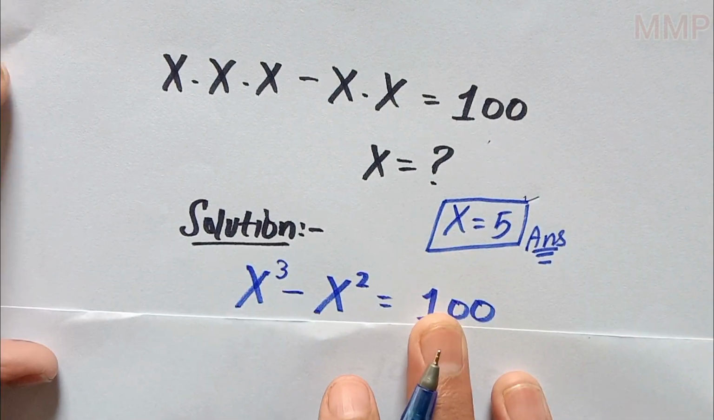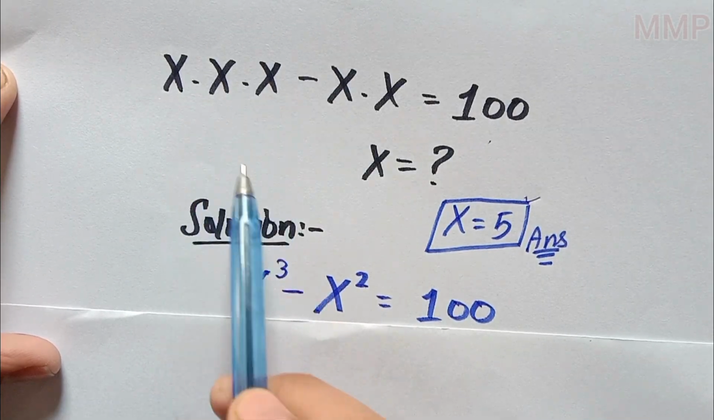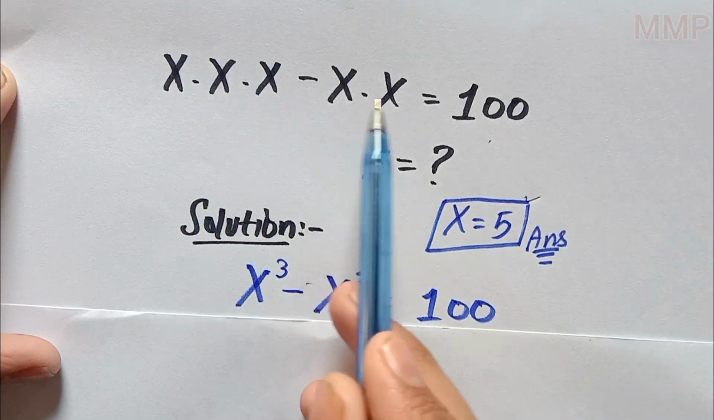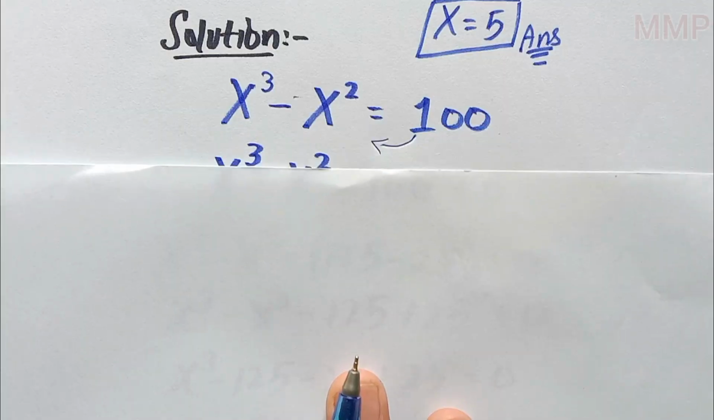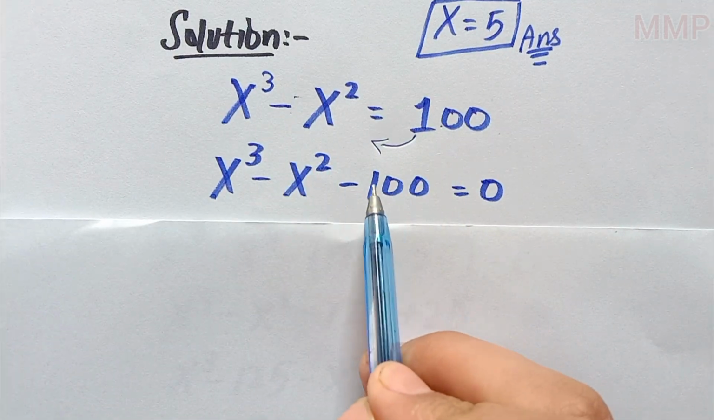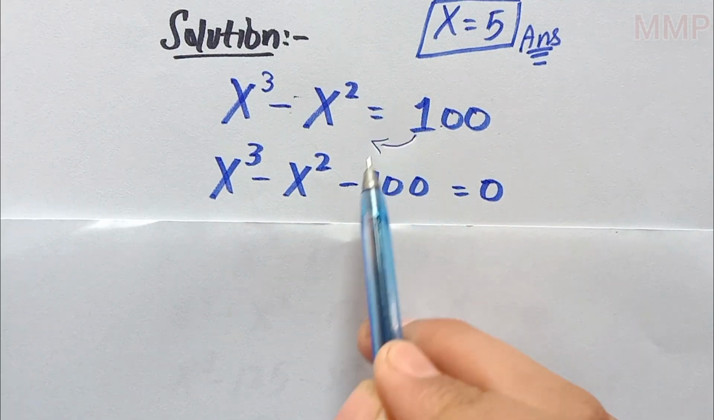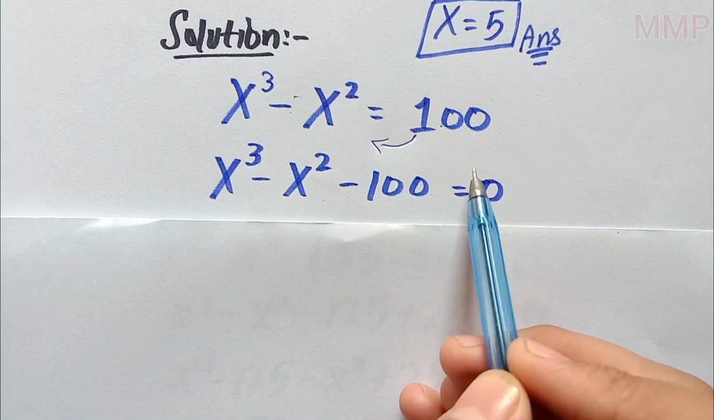First step, we write x to the power 3 minus x to the power 2 is equal to 100. In the next step, this 100 moves to the other side and changes its sign from positive to negative. x cube minus x square minus 100 is equal to 0.